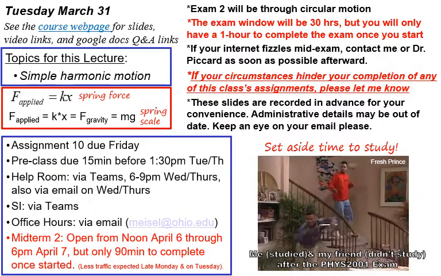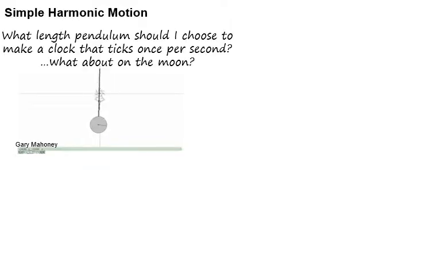Okay, so let's move on to the content. This and the next lecture are on simple harmonic motion. The kinds of questions that we want to be able to answer: if we want to have a clock and we want it to tick once per second, how long do we need to make the pendulum? It turns out that this pendulum length will directly control how long it takes to undergo one oscillation. So you could design a grandfather clock, for instance.